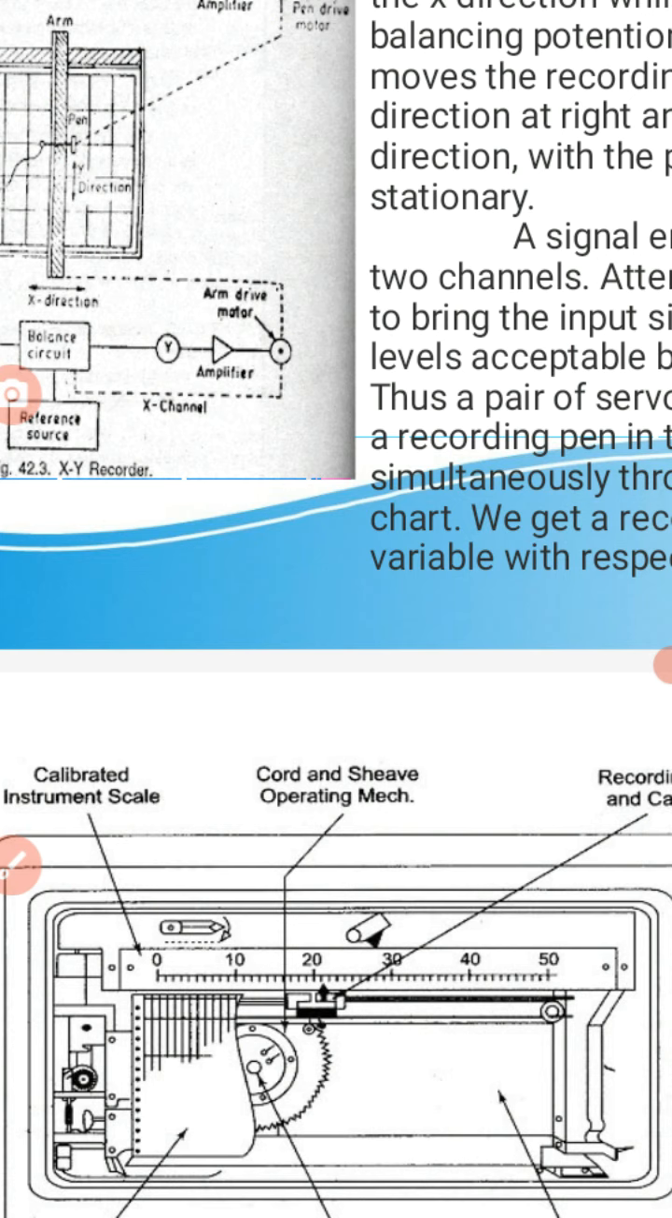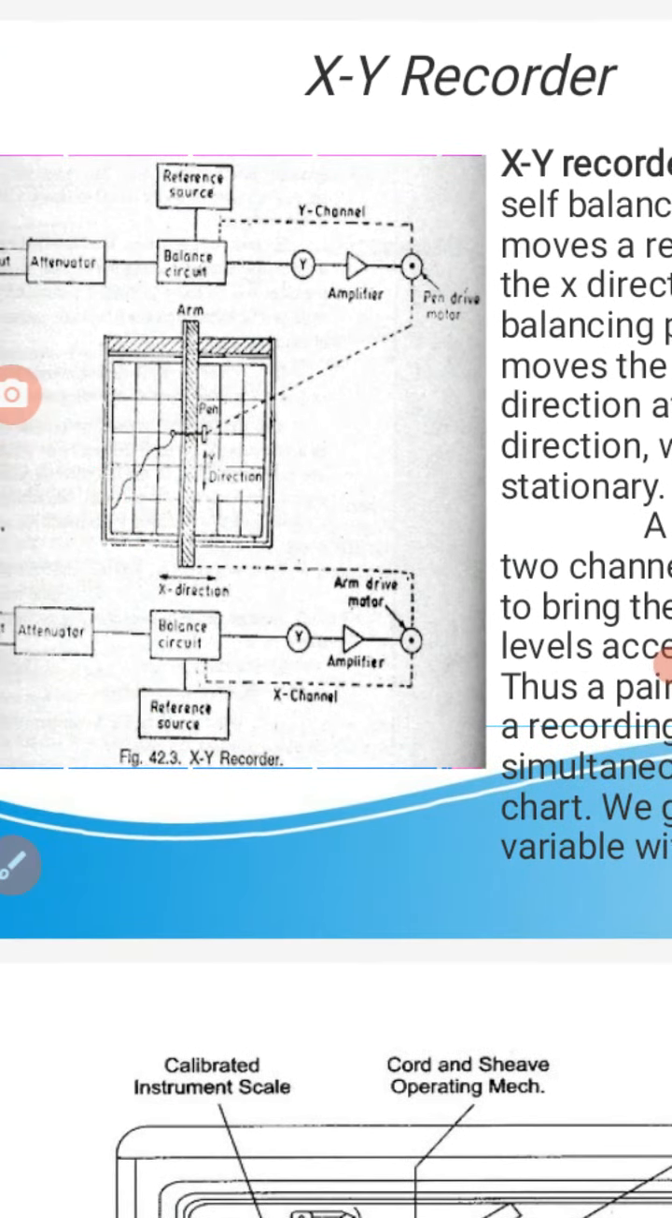Hence, an XY recorder consists of a pair of servo systems driving a recording pen in two axes through a proper sliding pen and moving arm arrangement with reference to a stationary paper chart, and a signal enters each of the two channels. The signals are attenuated to the inherent full scale range of the recorder. The signal then passes to a balance circuit where it is compared with an internal reference voltage. This completes your XY recorder.